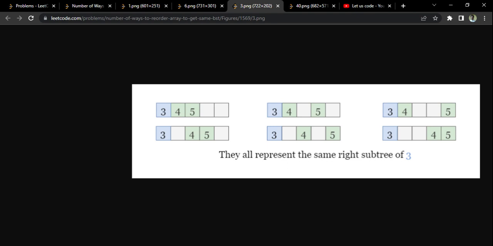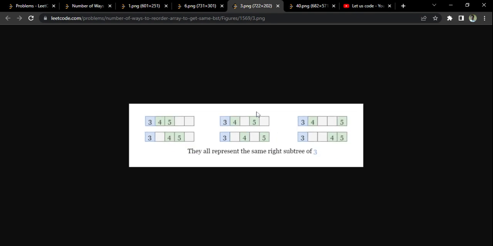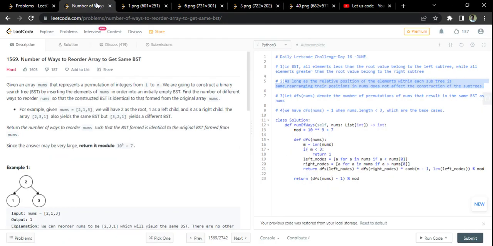That's it, right? 2 into 3, which is 6. As you can see, there are 6 numbers here. This is how we are going to get the same thing we are going to see in the answer also. That's what we are doing here, basically combination. So now let us come to the answer.